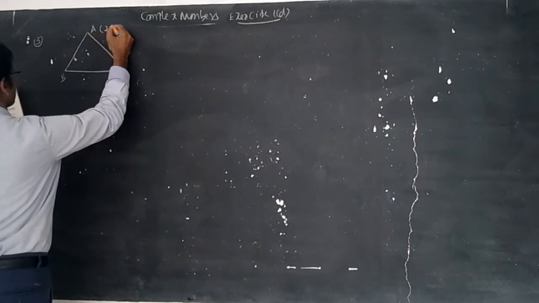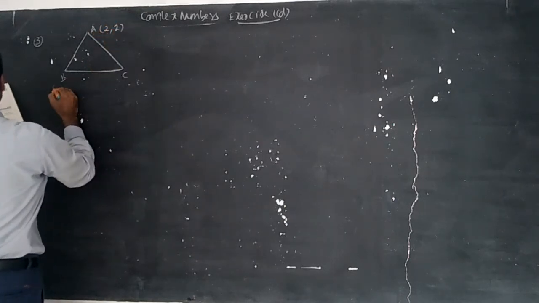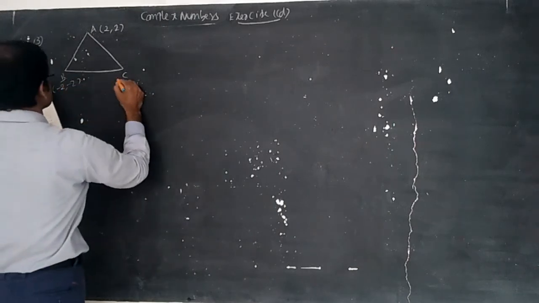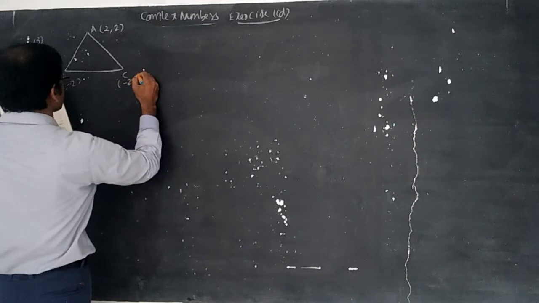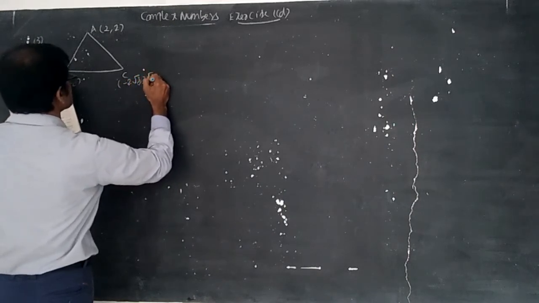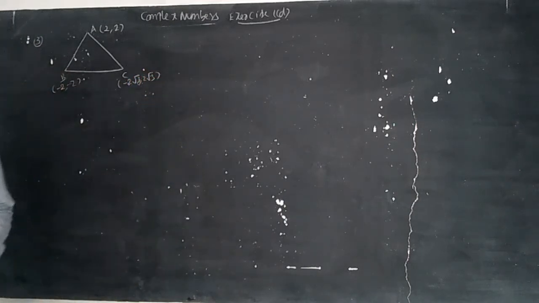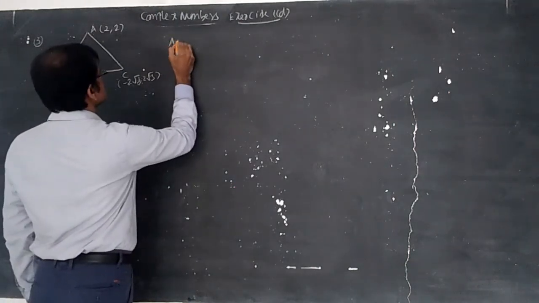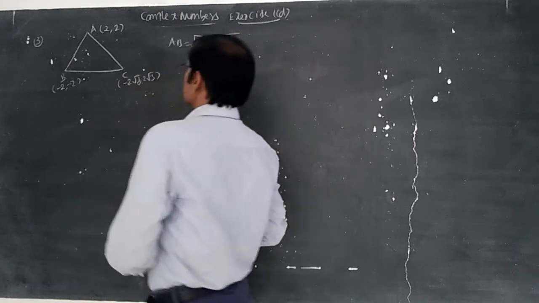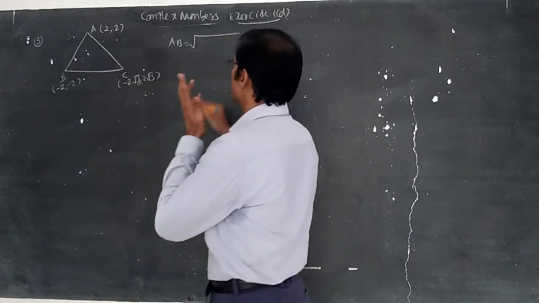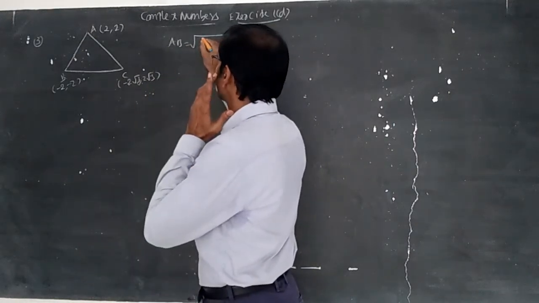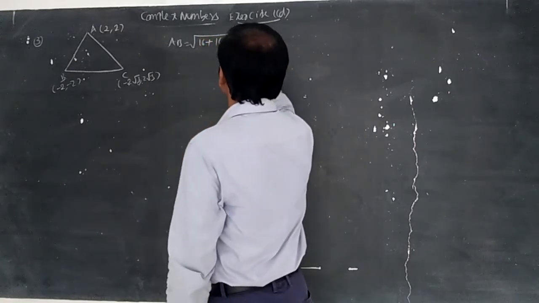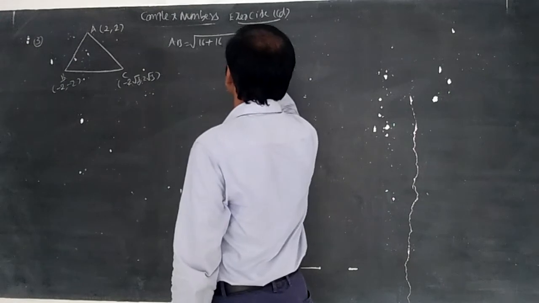2 plus 2i is given, simply you can write 2 comma 2. Minus 2 minus 2i, you can write minus 2 comma minus 2. This is minus 2 root 3 comma 2 root 3. Take the geometrical concept, that is, the distance between 2 points. AB is equal to root of (2 plus 2) whole square plus (2 plus 2) whole square. 2 plus 2 is 4, whole square 16, plus 16, that is 32. Root of 32 becomes 4 root 2.